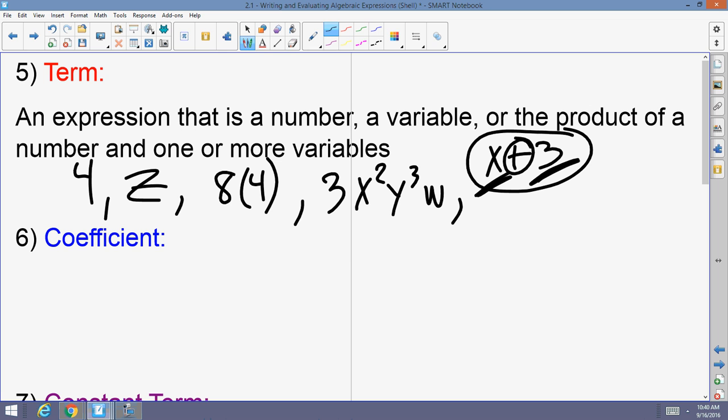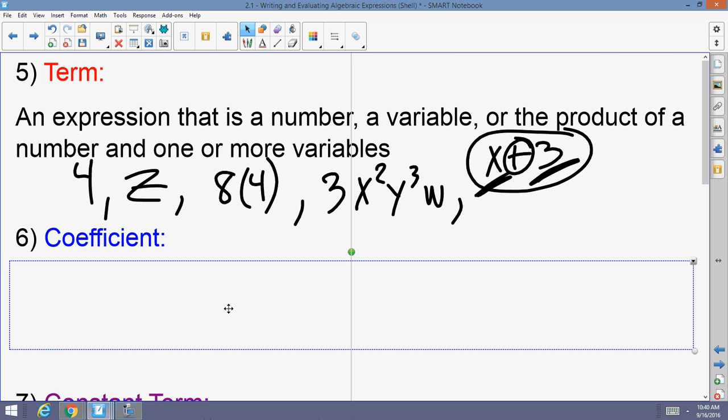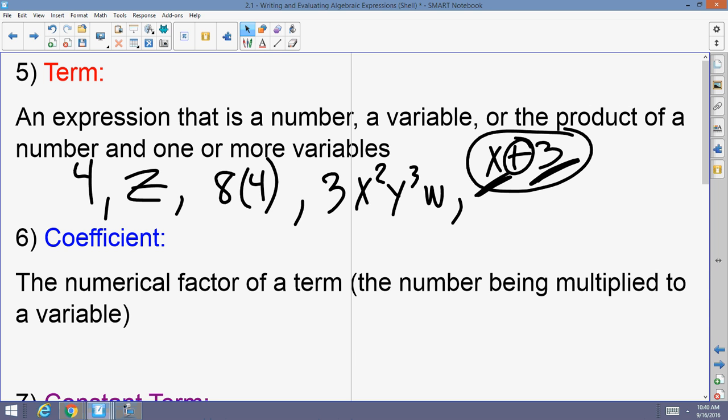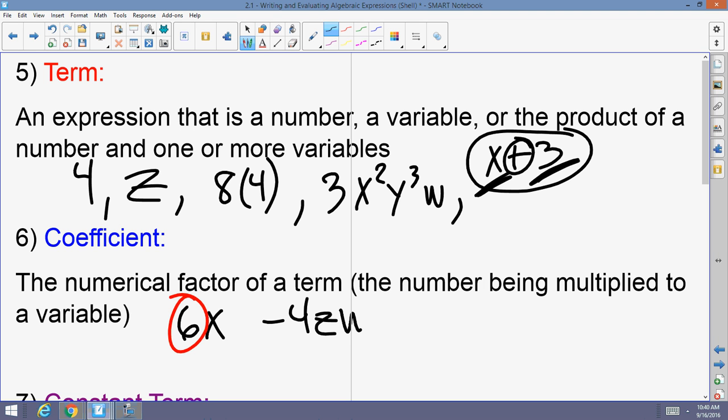A coefficient is the number being multiplied to the variable, or in other words, the number in front of the variable. It is the numerical factor of a term. It is the number being multiplied to the variable, the number in front of the variable. So if I gave you 6x, 6 is my coefficient. If I gave you negative 4zw, negative 4 is my coefficient.